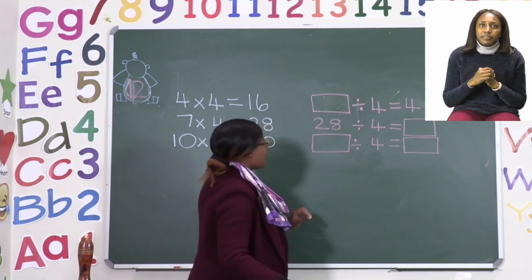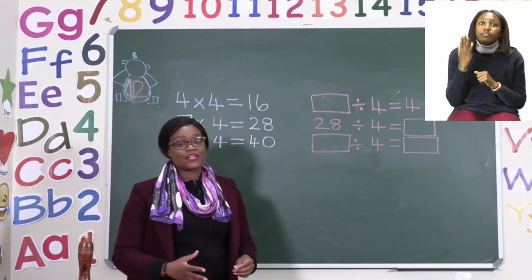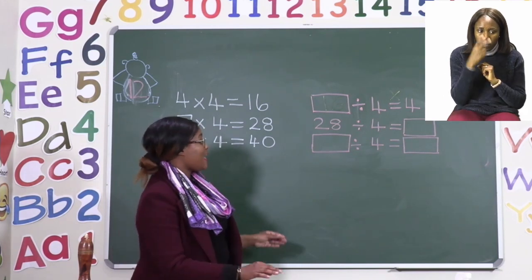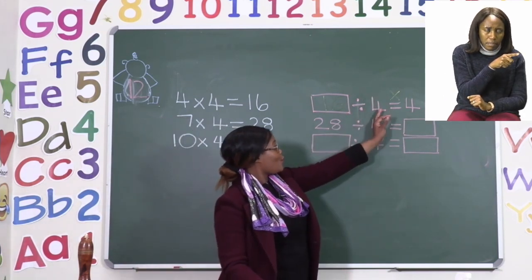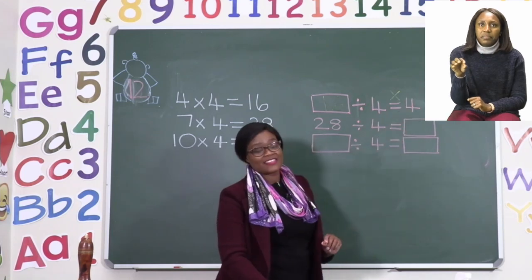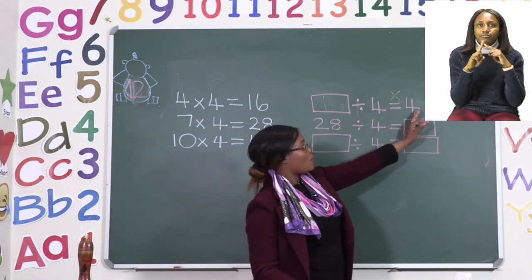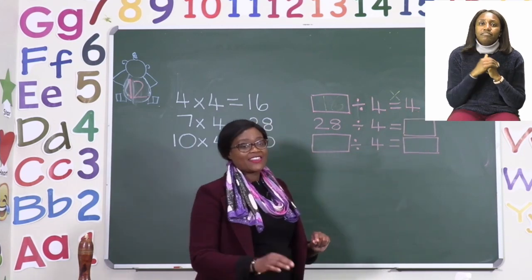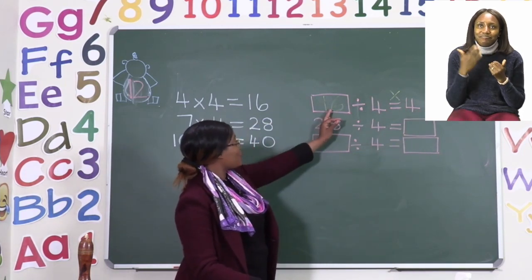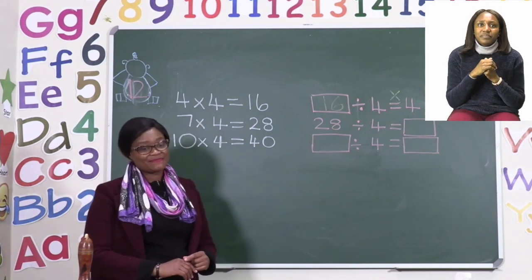So, anytime that the first box is missing, you can take a good look at your 4 here and the answer at the equal sign. Then you can say 4 sets of whatever answer is there. That way you will get your answer for the first box.